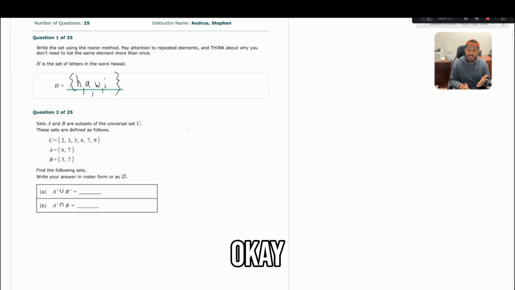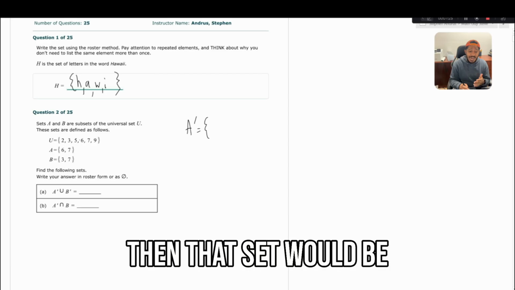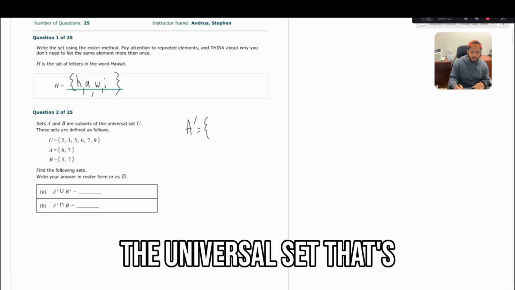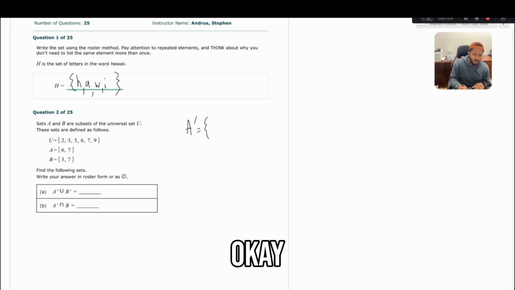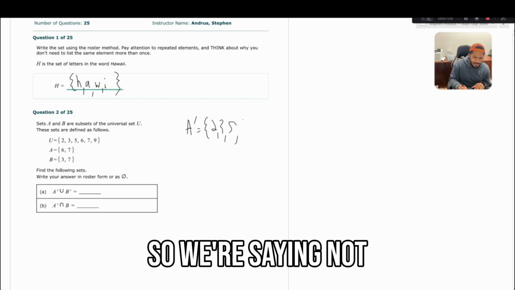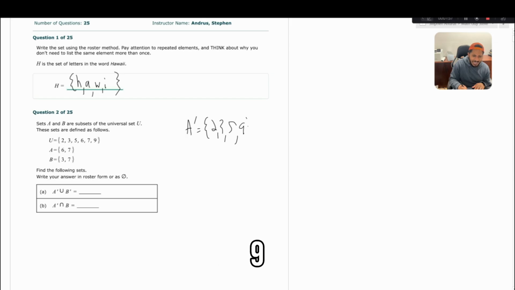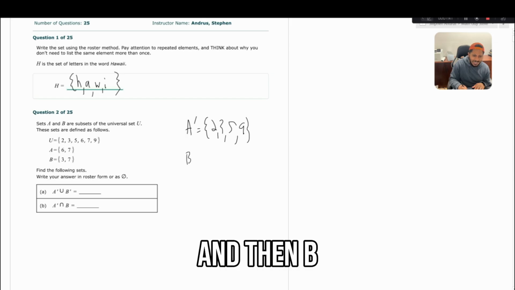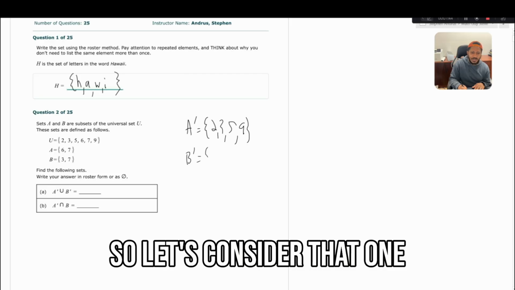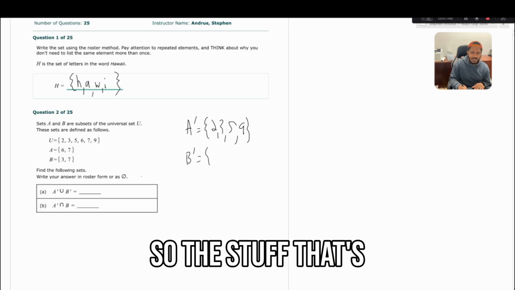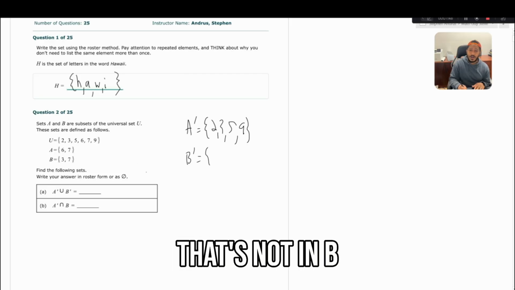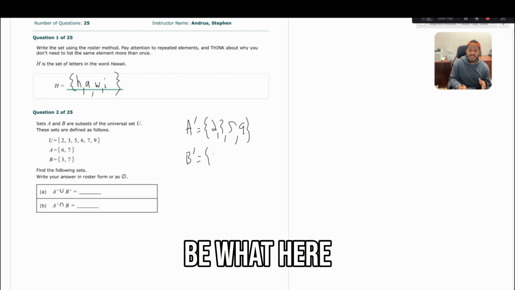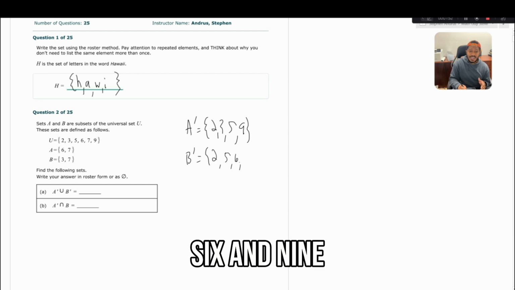And so let's consider, okay, if I said A not, or A complement, then that set would be the stuff that's in the universal set that's not in A. And so we'd say, okay, 2, 3, 5, again, 6 and 7 are in A. So we're saying not in A. And so 9. So there would be A prime or A not or A complement, right? And then B prime or B not or B complement. So let's consider that one, right? So B has 3 and 7. So the stuff that's in the universal set that's not in B. And so that would be what here? 2, 5, 6, and 9.